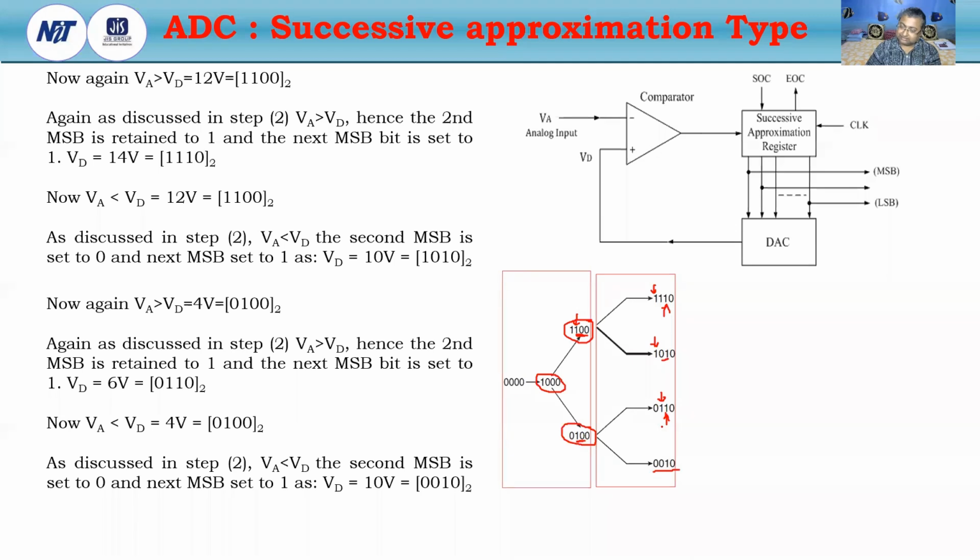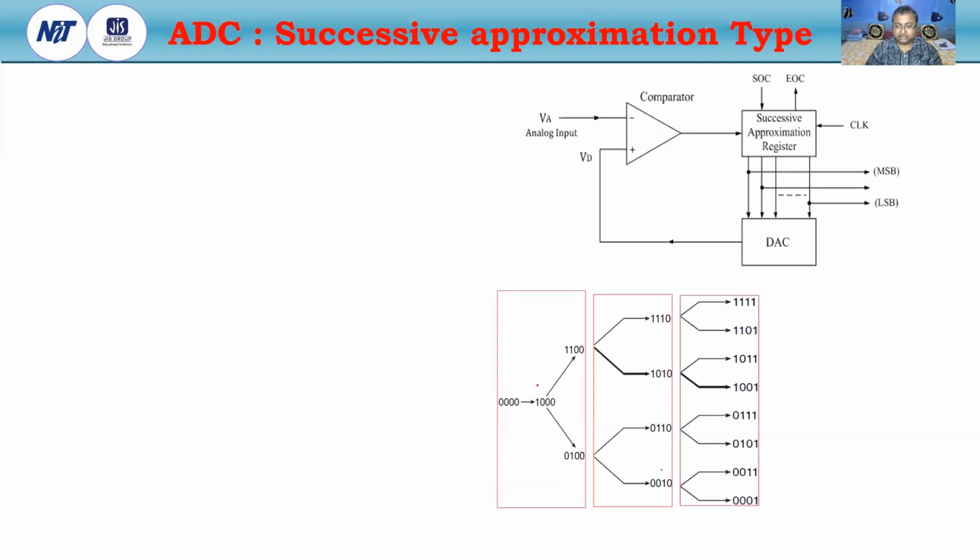If greater then the next MSB should be 1. Otherwise, the next MSB should be 0 and the previous MSB should be 0, next MSB should be 1. Clear? So now if we go to the next step.